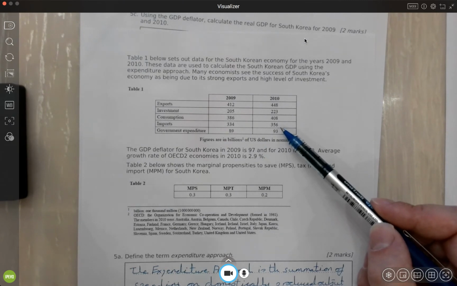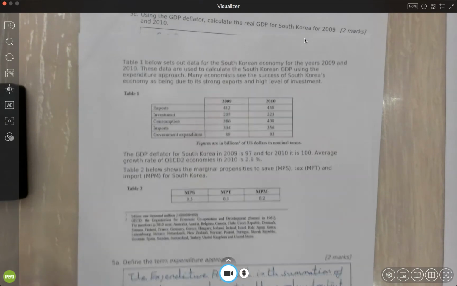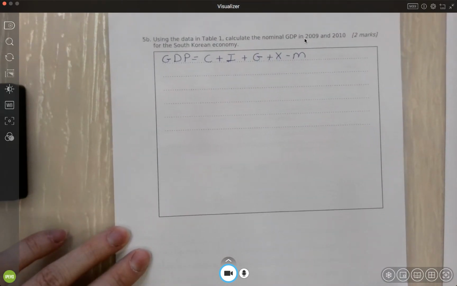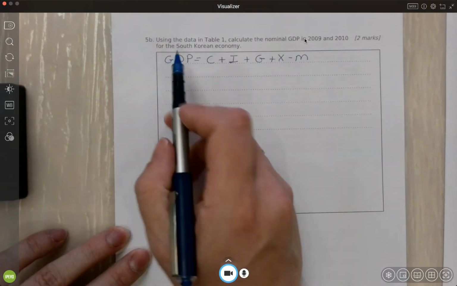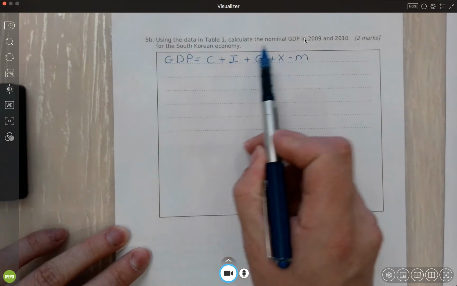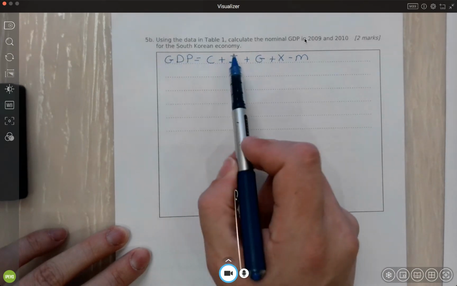Okay, so I am getting the numbers that I'm going to use in a second from this table. That's the first thing I want to say, because I don't want to be flipping backwards and forwards and trying to keep this video under, I suppose, 3 days really. So the first question asks us, using the data in table 1, which is the one I've just referred to, calculate the nominal GDP in 2009 and in 2010 for the South Korean economy.